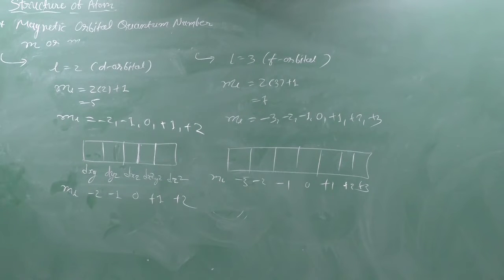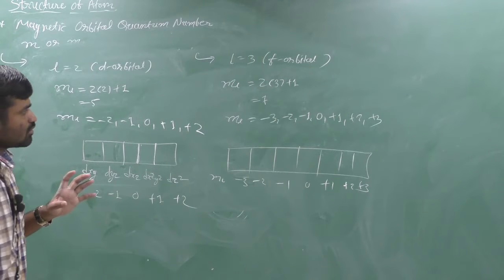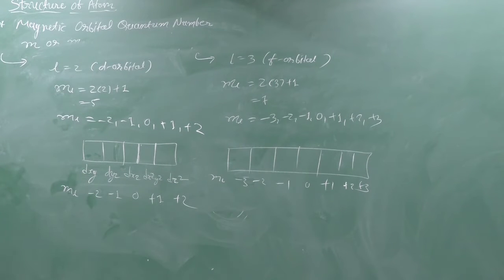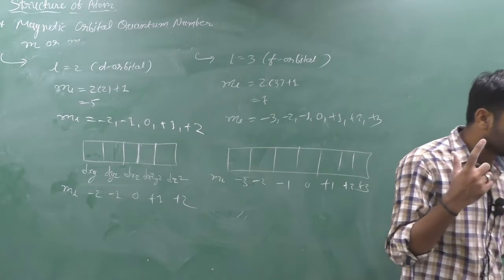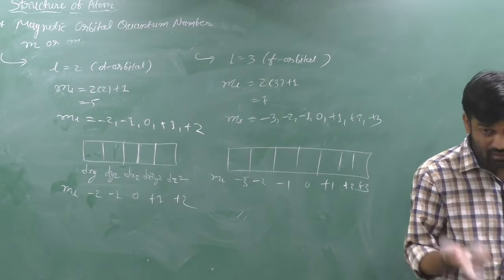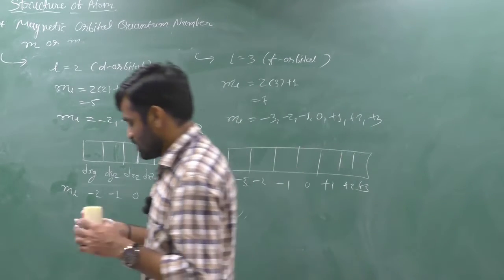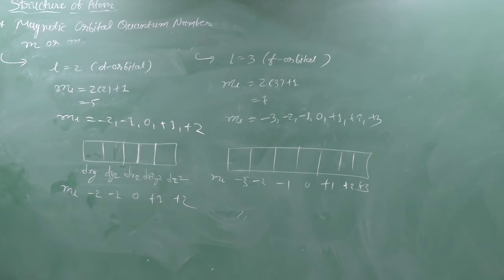Clear? So I think you can understand the meaning of the magnetic quantum number. The value of L decides the number of subcells. S contains only 1, P contains 3, D contains 5 subcells and F contains 7. Clear?